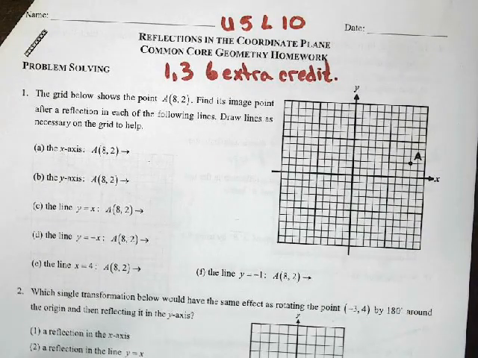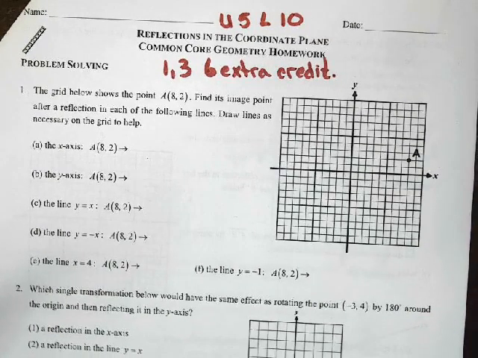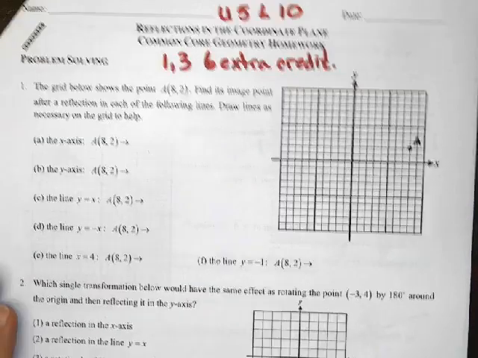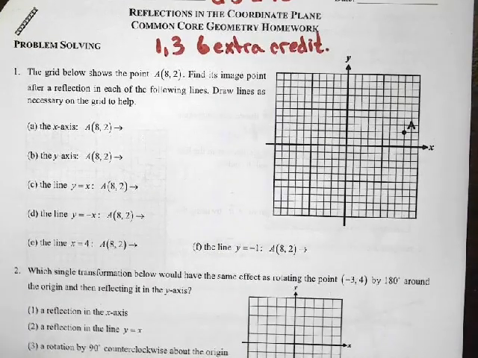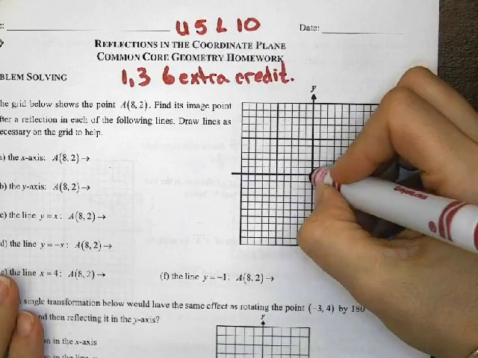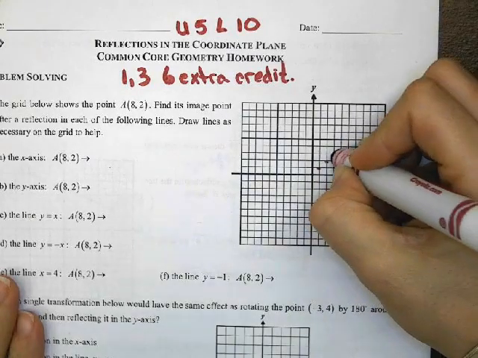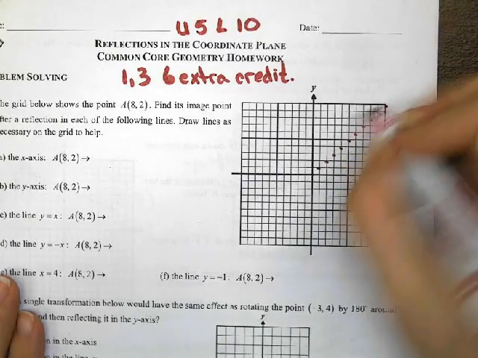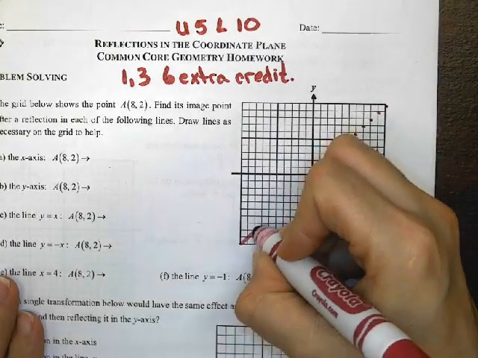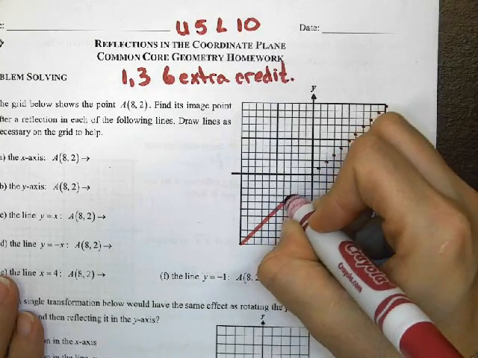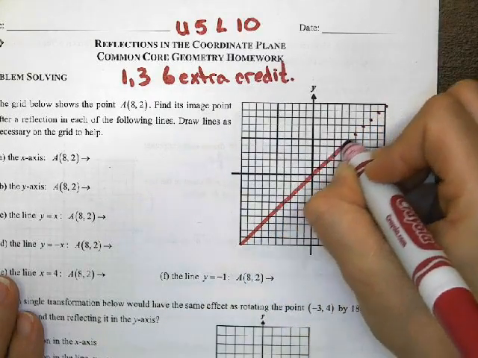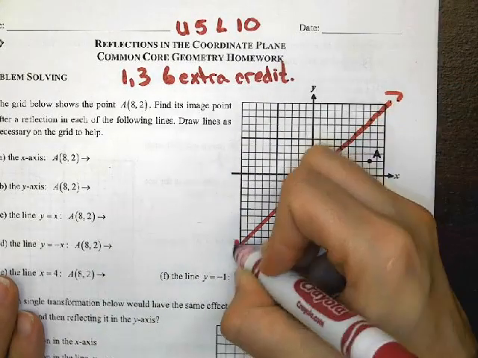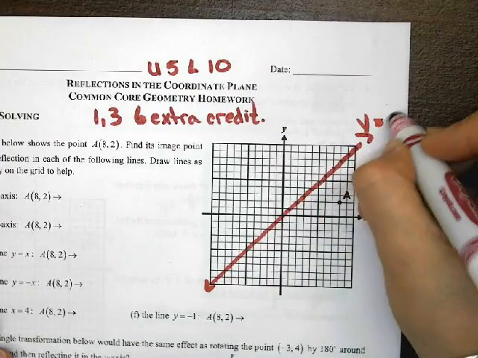Alright, so I'm just going to demonstrate a couple of the more difficult ones on number 1. So remember, the line y equals x is the diagonal line going through the origin with a slope of rise 1 and run 1. So I'm modeling right now the idea of 1c. Okay, so this is y equals x.